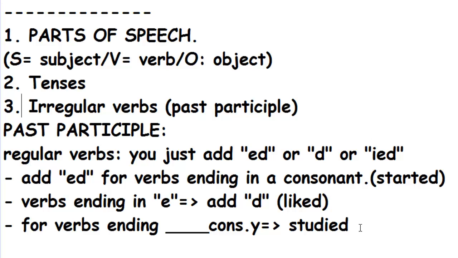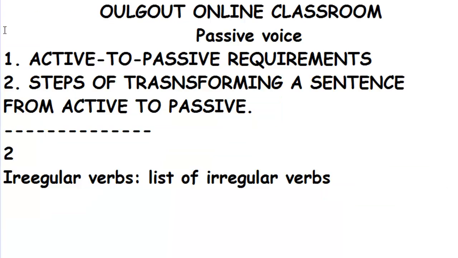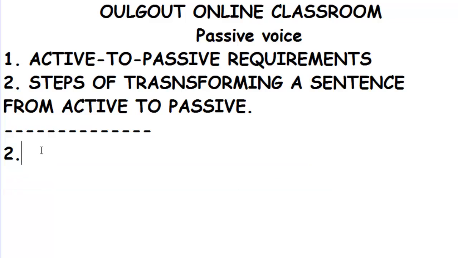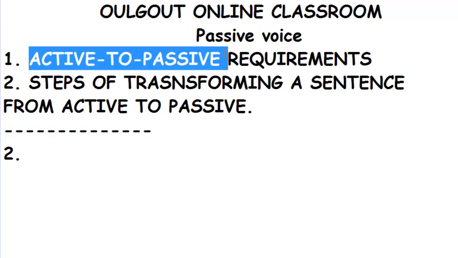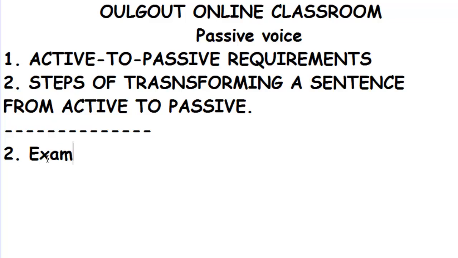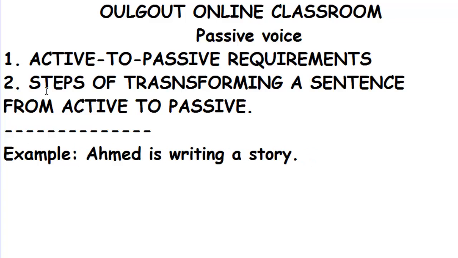Okay, good. Now if you have understood this, let us move ahead to number two and deal with the steps that I have to follow to transform a sentence from active to passive. What are the steps that I have to go through? Let's give an example of a sentence in the active form. We say, for instance, Ahmed is writing a story. Very simple example.